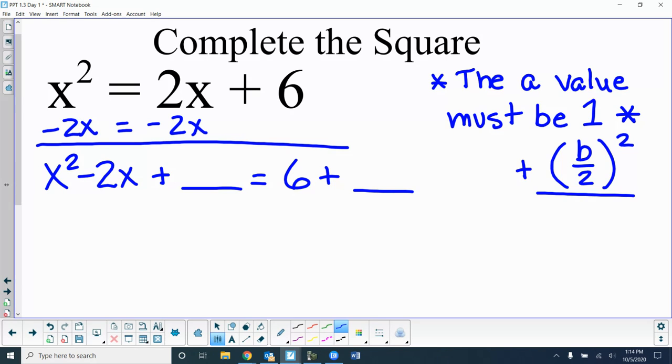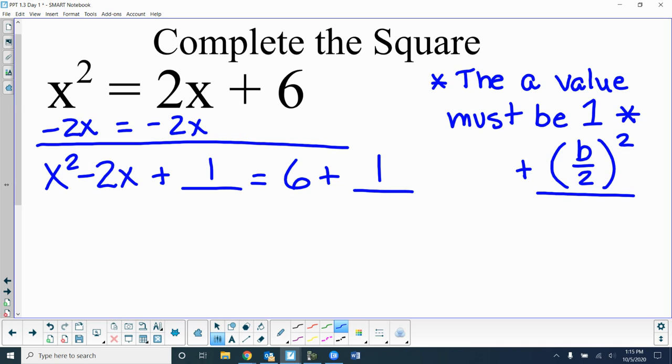So, Liam, what goes in my blank for this problem? -2. Yeah, that's the B value. Divided by 2 is what? And -1 squared is what? Yeah. That's what goes in there. It's always positive. Always plus blank. Because no matter what you get, when you divide the B value by 2, a positive or negative number, when you square it, you always get a positive.